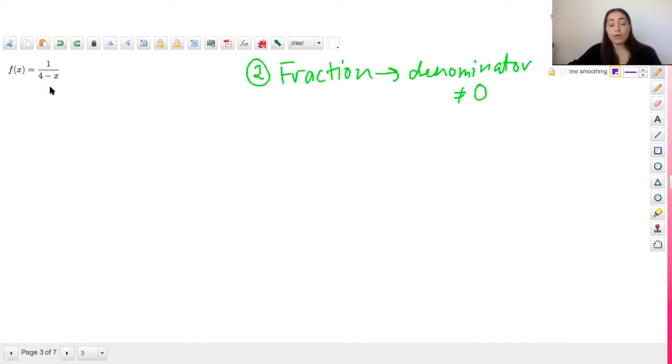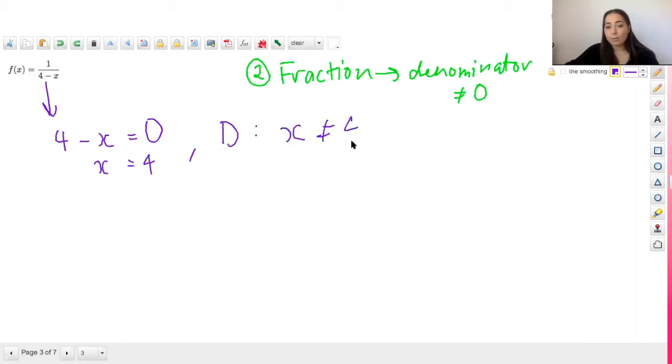So the domain of this function, the function is 1 over 4 minus x. We know that the denominator cannot equal 0. So what we are going to do is equate it to 0 and then find for what values of x it is 0. So the first thing we're going to do is equate the denominator to 0. So 4 minus x equals 0. And then we simply make x the subject of the equation. So x equals 4. So we know that for a value of 4, the denominator is 0. Therefore, the domain of this function, x cannot equal 4, because we know that the denominator cannot equal 0. So any other value of x can exist except the value of 4.